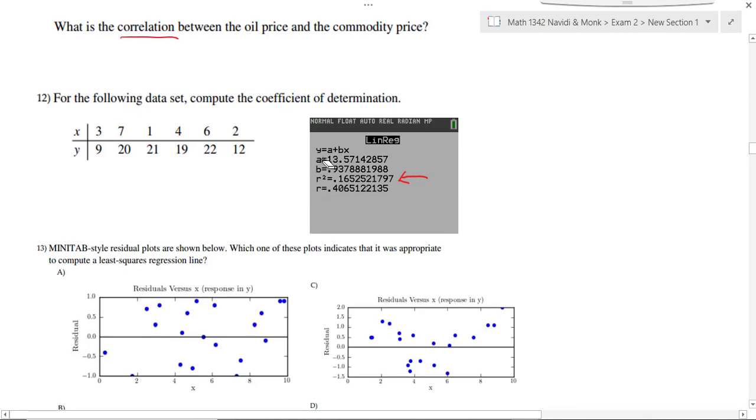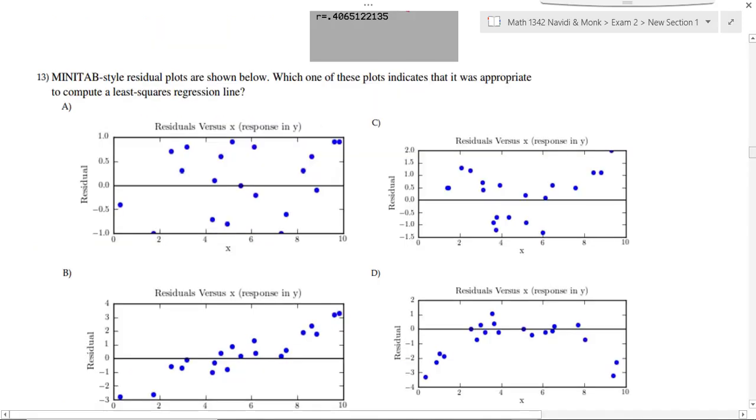Correlation coefficient, coefficient of determination. You need to keep those straight or put that on your formula sheet. R is the correlation coefficient. R squared is the coefficient of determination. Number 13. Minitab-style residual plots are shown below. Which one of these plots indicates that it was appropriate to compute a least squares regression line?